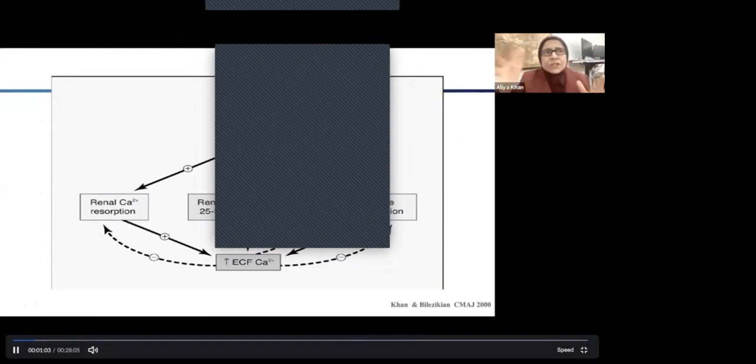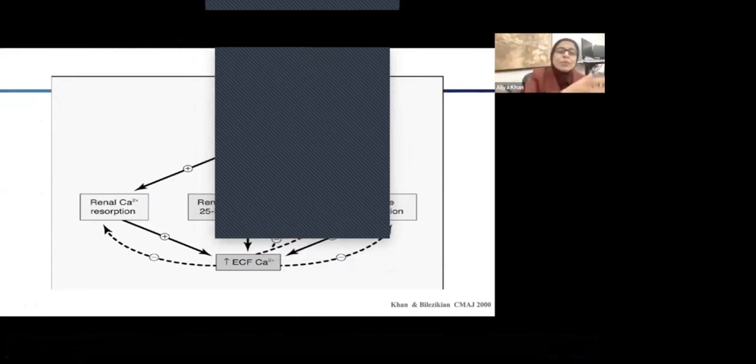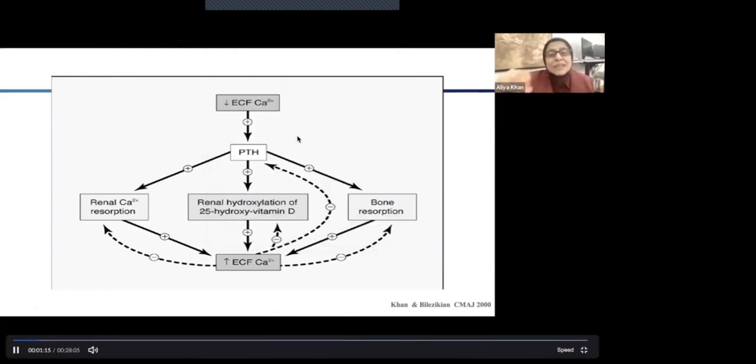Every day we filter 10 grams of calcium, and 9.8 grams of calcium are reabsorbed. And in the presence of PTH, we're able to maximize calcium reabsorption. If we don't have PTH, then we will have a leak of calcium through the kidney.